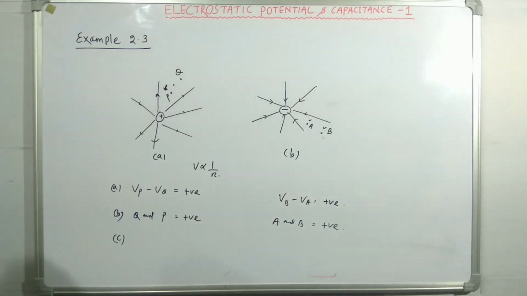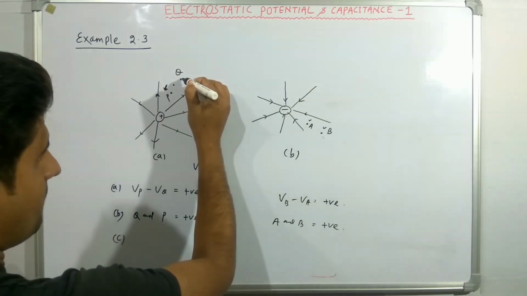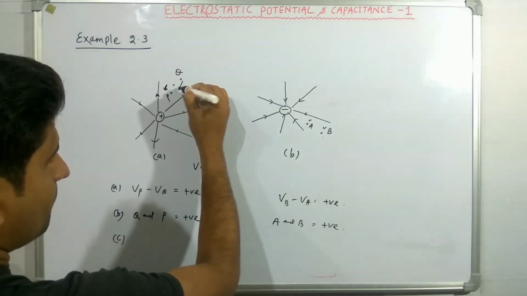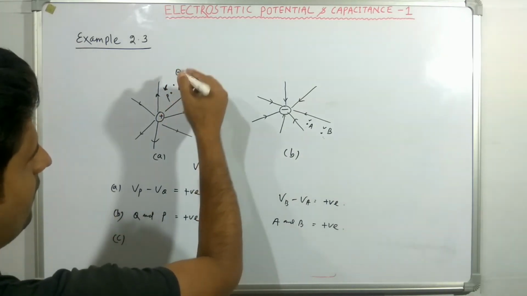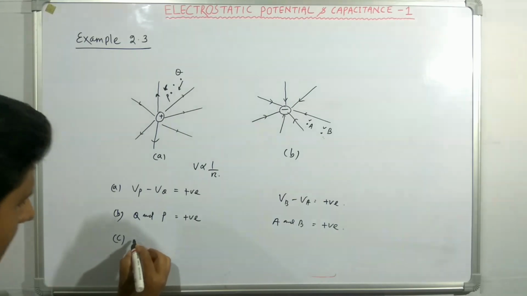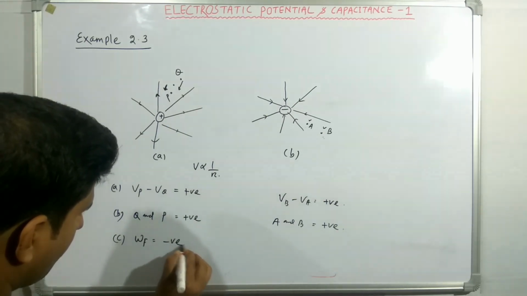Next, give the sign of the work done by the field in moving a small positive charge from Q to P. If we move a small positive charge from Q to P, the work done by the external agency is positive, but the work done by the field is negative.